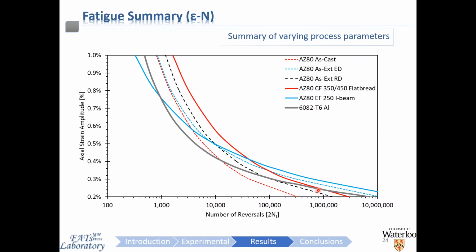Finally, as a sanity check, benchmarking these responses against the state-of-the-art material for these types of structural components, which is 6082 T6 aluminum, we can observe that the forged material can meet or exceed this baseline target for strain life behavior.